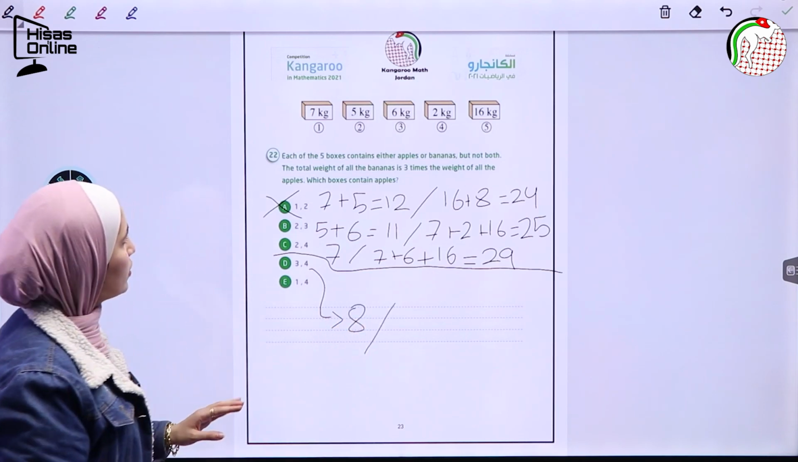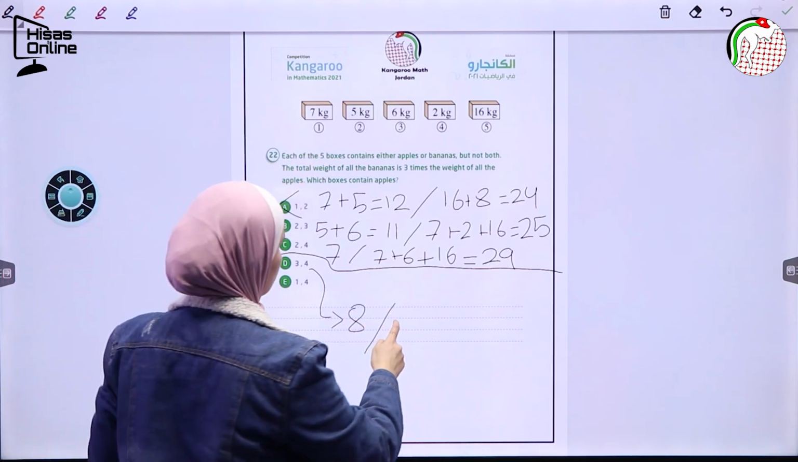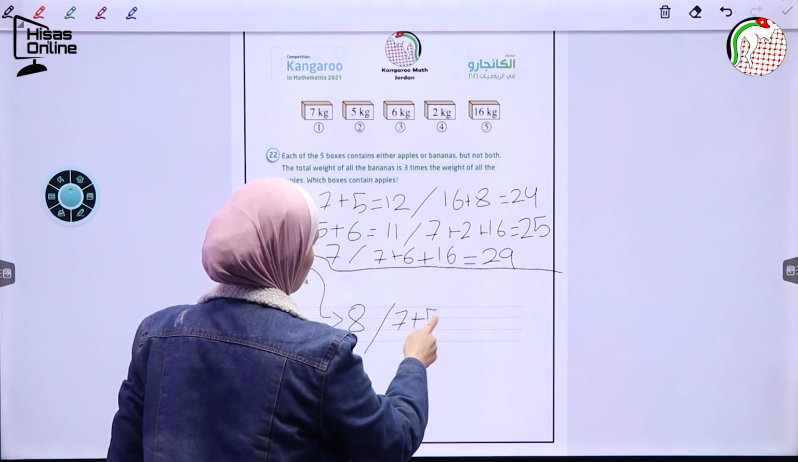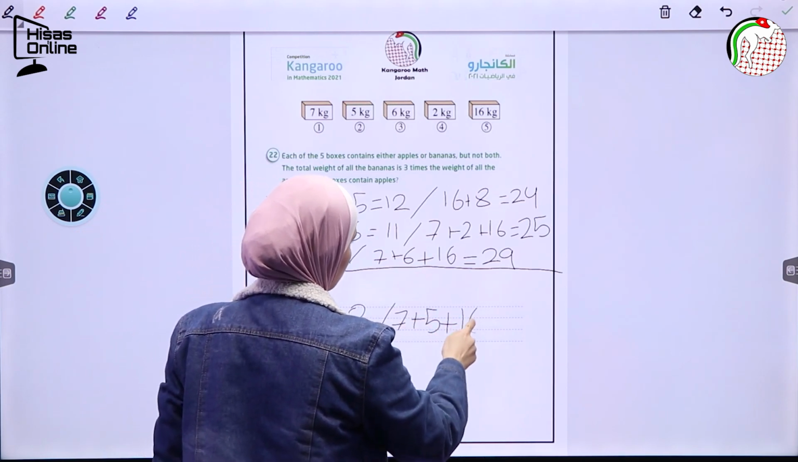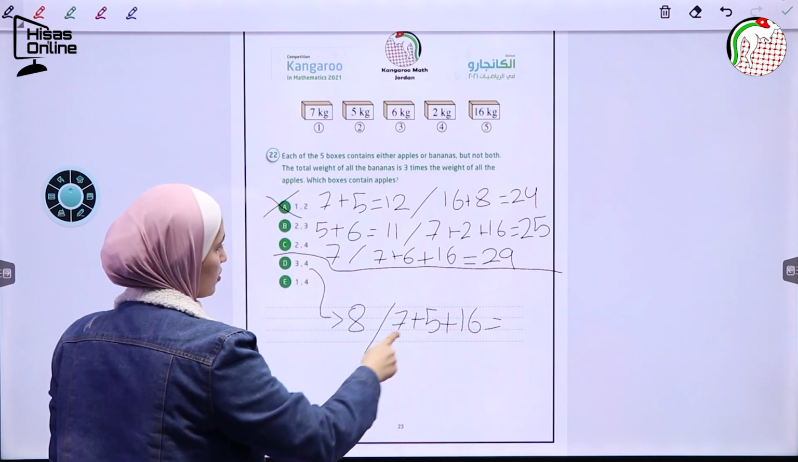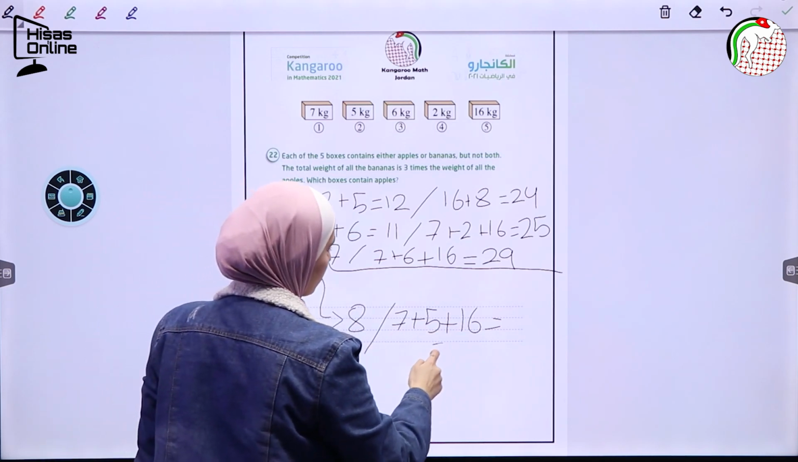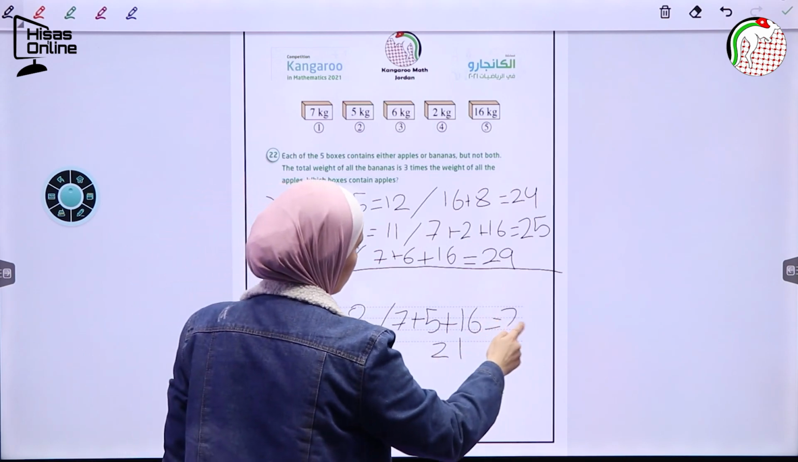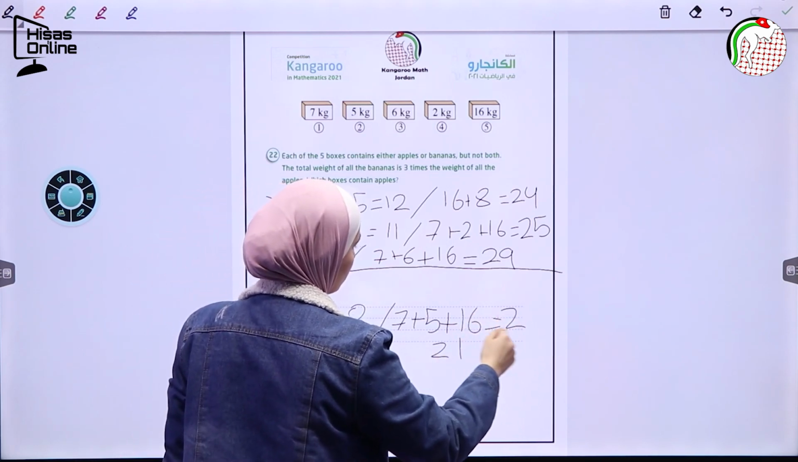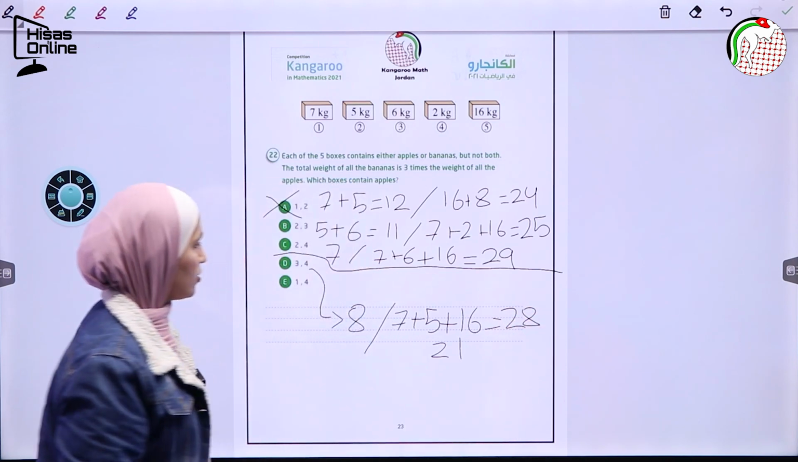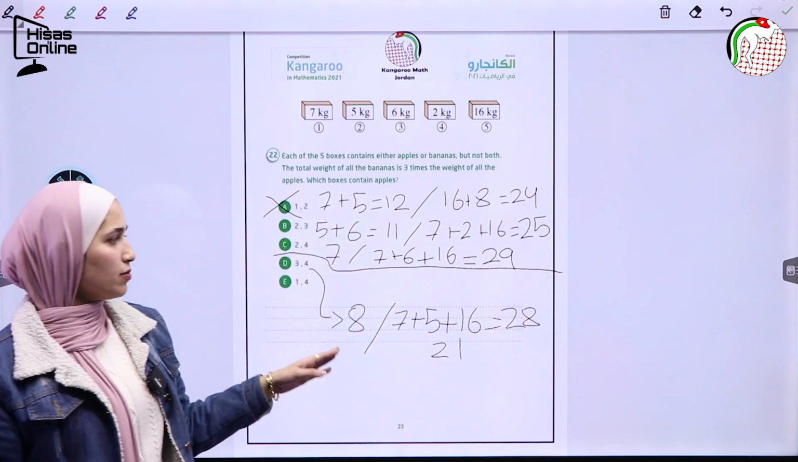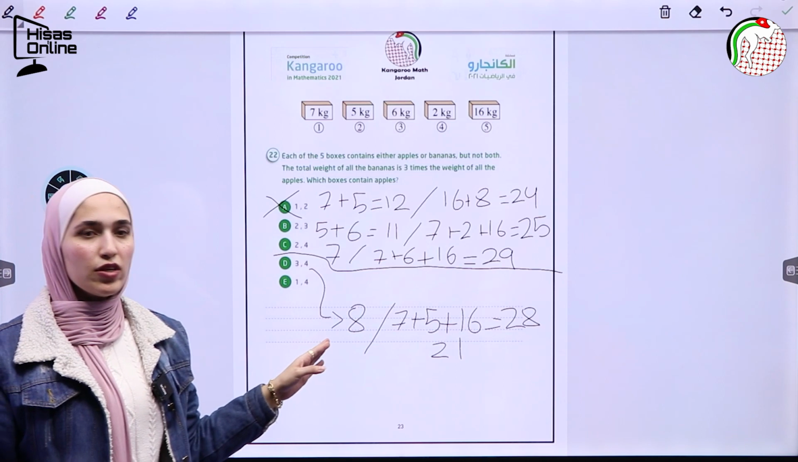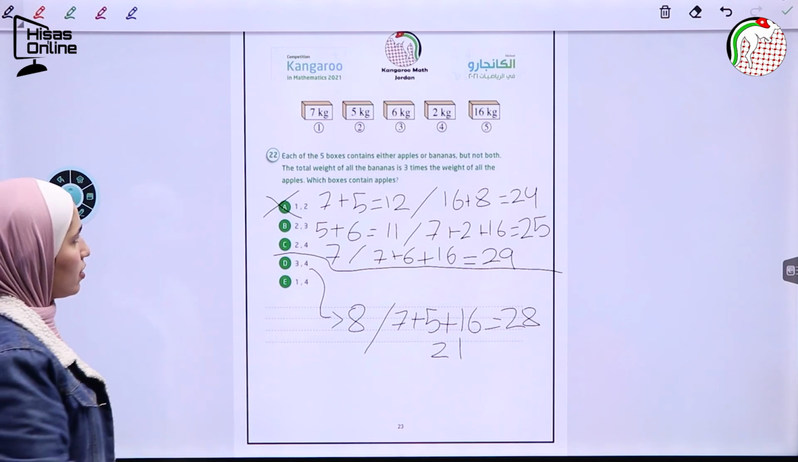8. Now let's see. 7 plus 5 plus 16. 16 plus 5, that means 21. Plus 7, 28. Is it a triple 8? No. 8 times 3 equals 24. So this is not the answer.